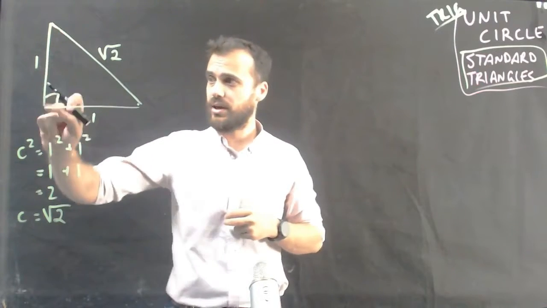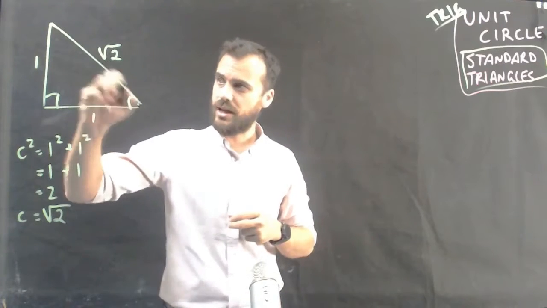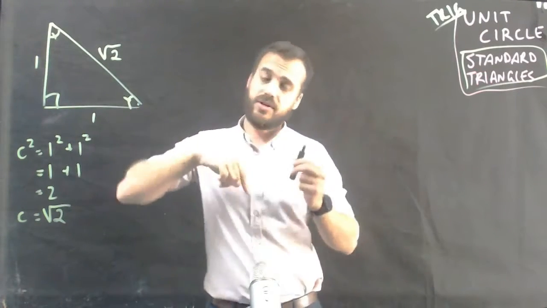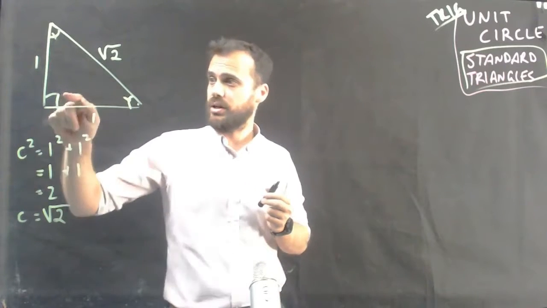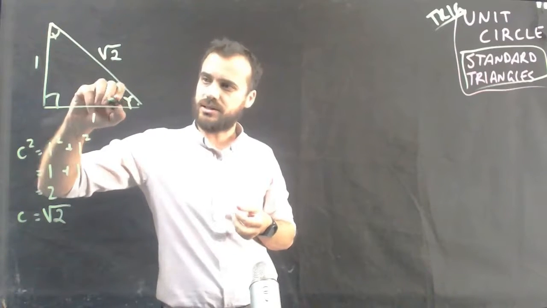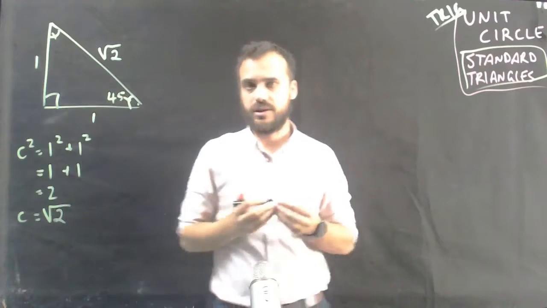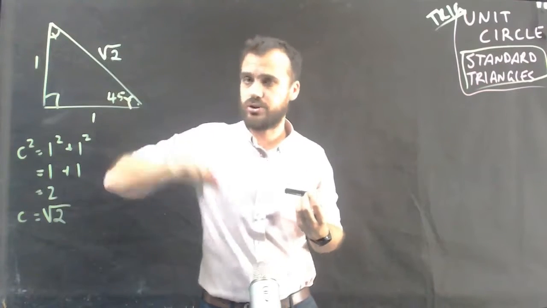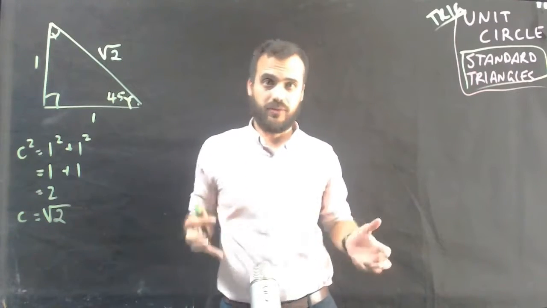Now, if that length and that length are equal, then that angle and that angle must also be equal. And if there's 180 degrees in a triangle, there's 90 degrees here, 90 degrees when you add those two up, which means that that is 45 degrees. So, the first standard triangle has sides 1, 1, root 2, and it has an angle of 45 degrees.